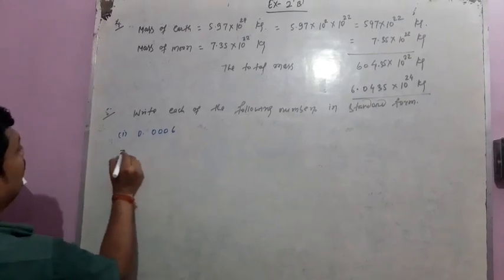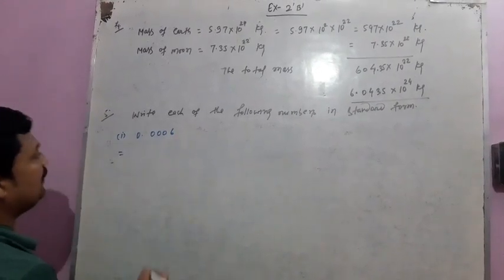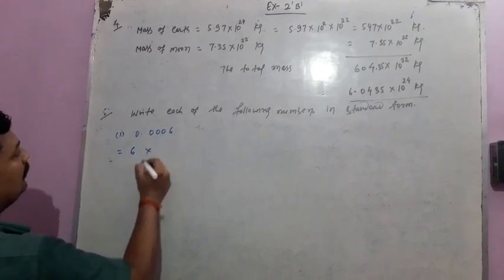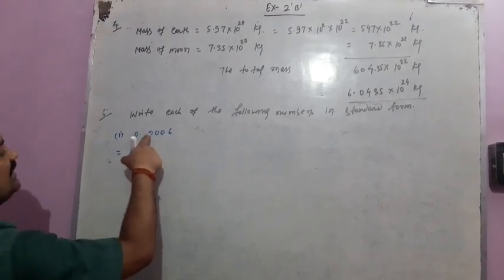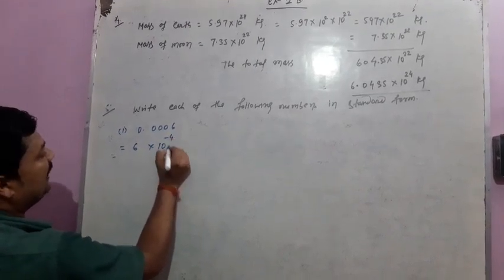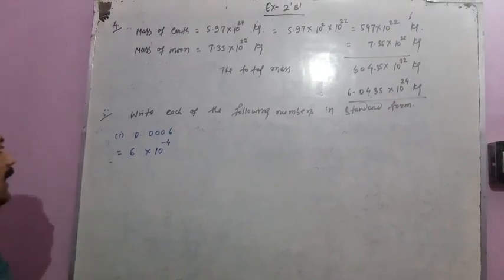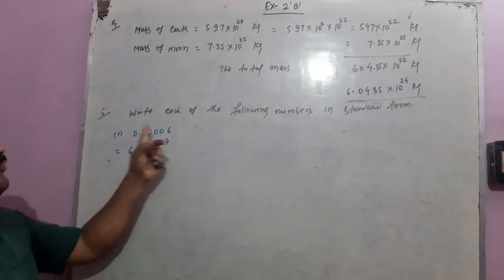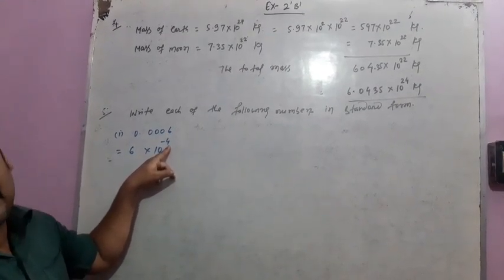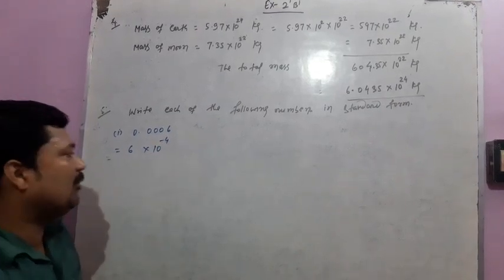Here the first question is 0.0006. Now for expressing this number in standard form, we have to keep the decimal after 6. How many places do we have to move the decimal? 1, 2, 3, 4 digits. So we have to write the power of 10 as 10 to the power minus 4. As many places as the decimal moves towards the right side, that is the power of 10, but it is minus. One more example here.